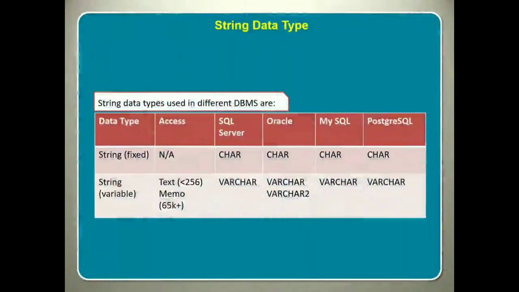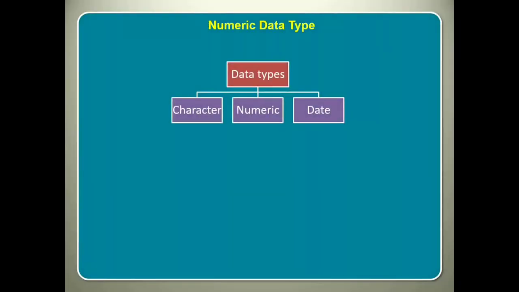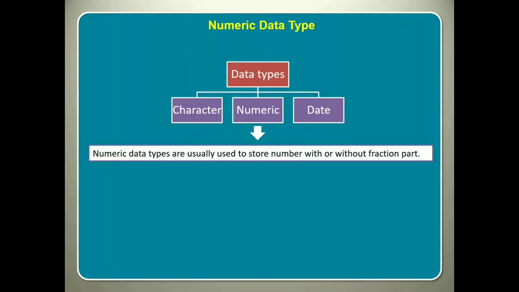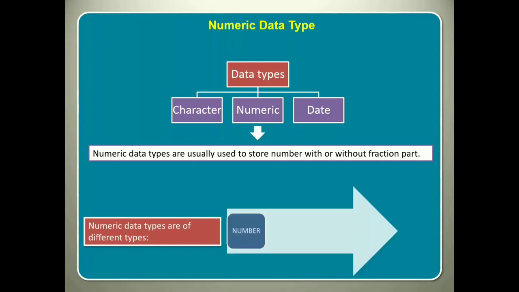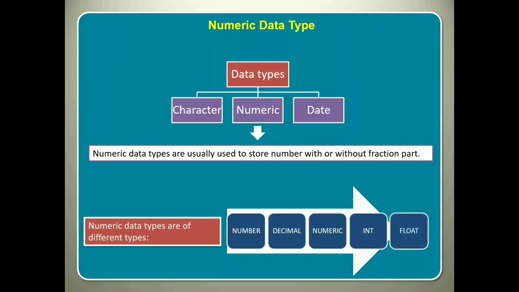The on-screen table gives possible string data types used in different DBMS. Moving ahead to the next data type, numeric data type. Numeric data types are usually used to store numbers with or without a fraction part. The numeric data types are of different types: number, decimal, numeric, int, and float. We shall look at each type in greater detail.